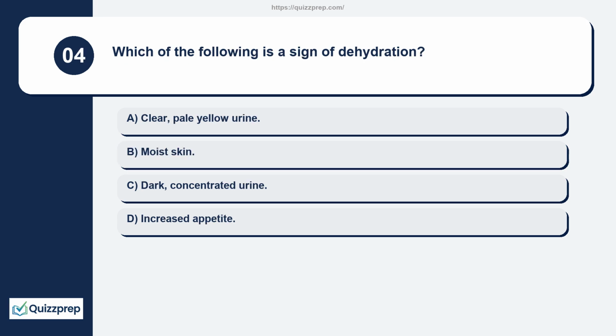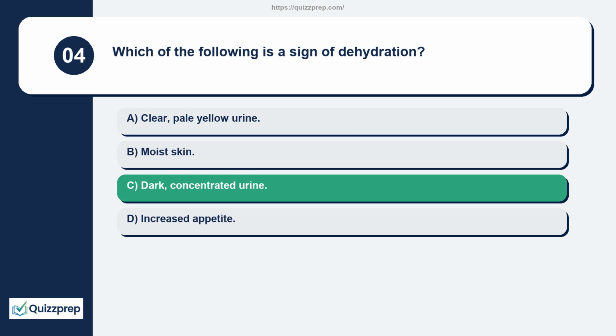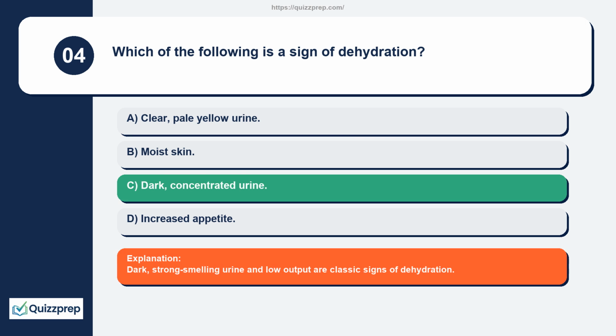Question 4. Which of the following is a sign of dehydration? Clear, pale yellow urine, moist skin, dark, concentrated urine, increased appetite. Dark, strong-smelling urine and low output are classic signs of dehydration.